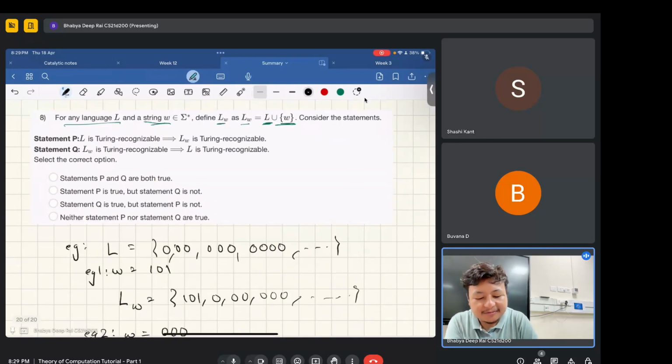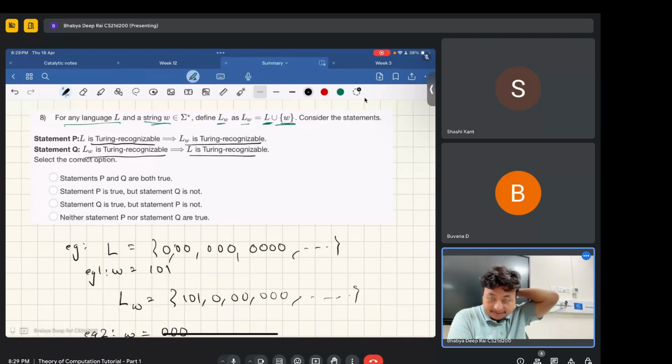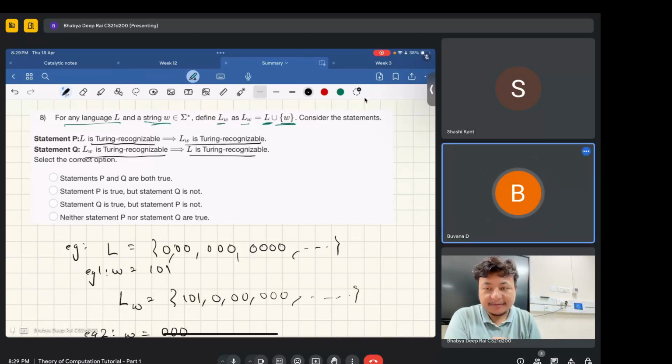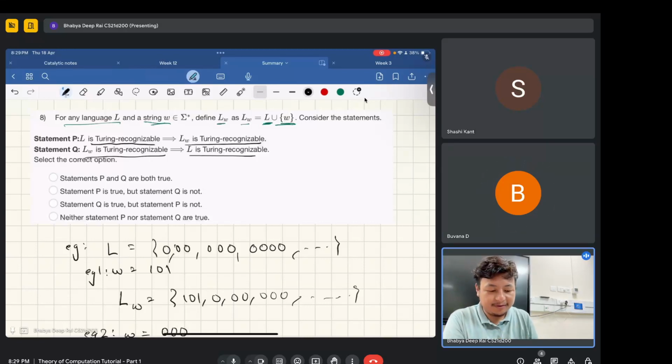Now there are two statements. The first statement is: if L is Turing recognizable, then LW is Turing recognizable. The other statement is: if LW is Turing recognizable, then L is Turing recognizable.